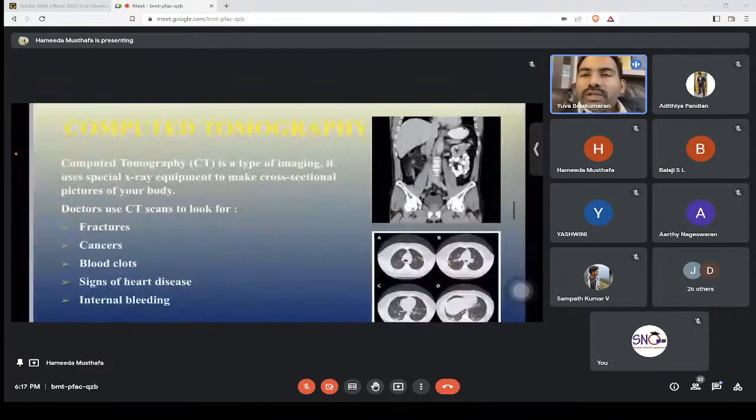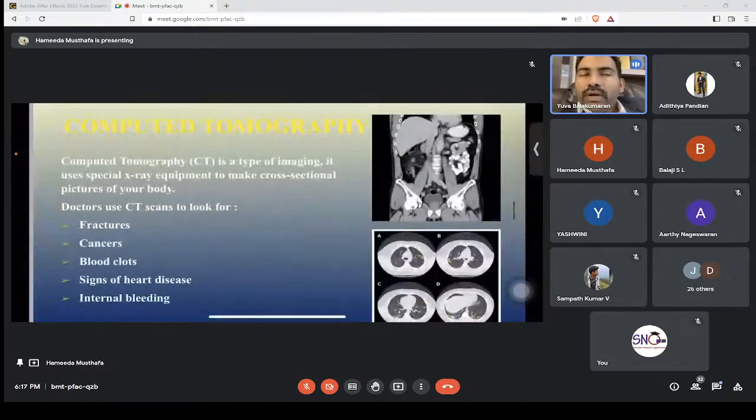Okay, so what are the uses of CT scan? If you are not able to pick up a disease, or if you want to know the extent of the disease and the lesion, you have to take a CT scan. CT, that is computed tomography, is a type of imaging. It uses X-ray equipment to make cross-sectional pictures of your body. We use CT scans to look for fractures, cancer, blood clots, signs of heart diseases, internal bleeding.